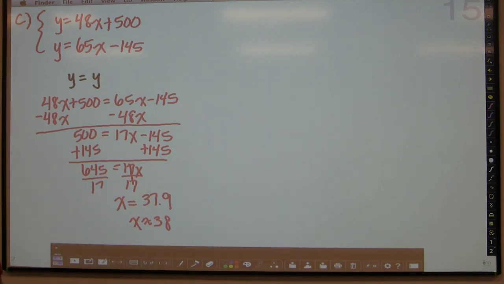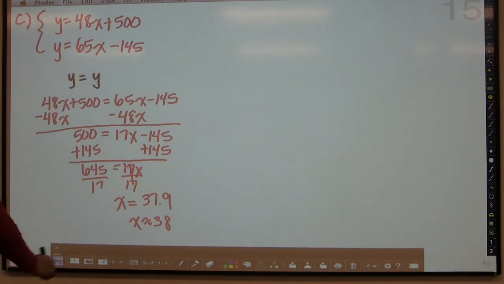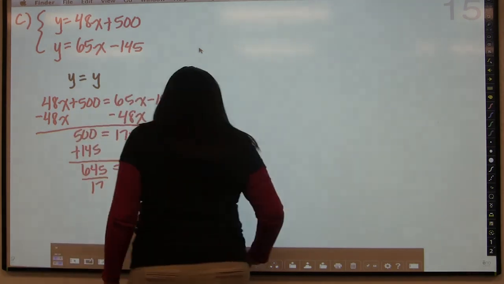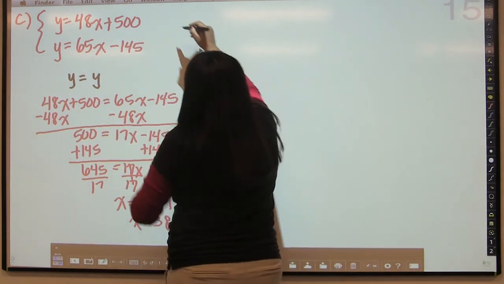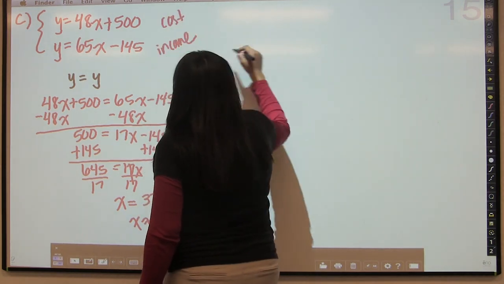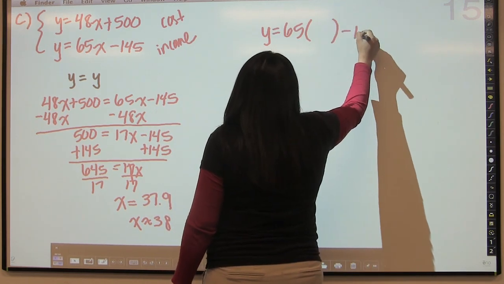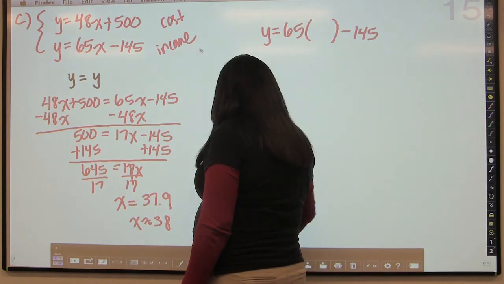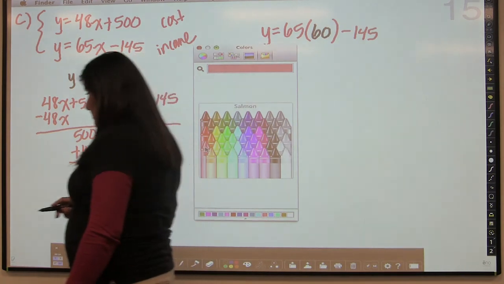The second part of the question is asking what will his profit be if he has 60 customers. Now remember, the profit equation was the second equation. So if he had 60 customers, we're just going to go ahead and take our second equation, which is our profit. This was cost. This was income or profit. So we're going to take what if y equals 65. What if he had 60 customers? How much income would he have?